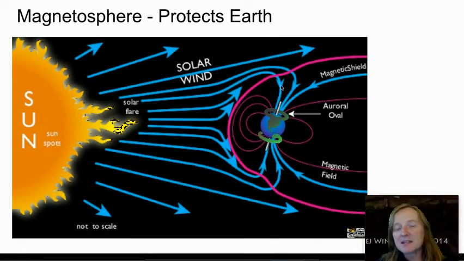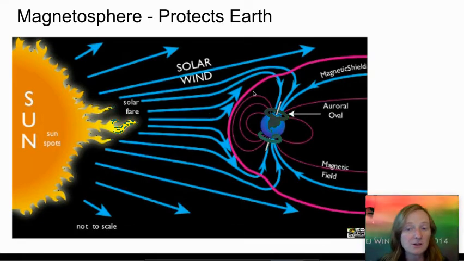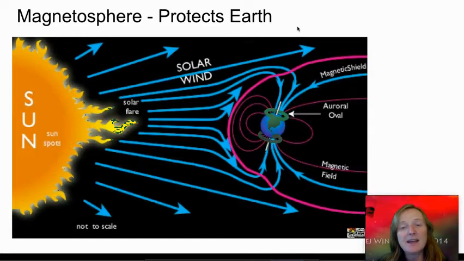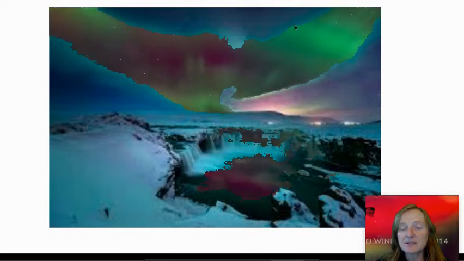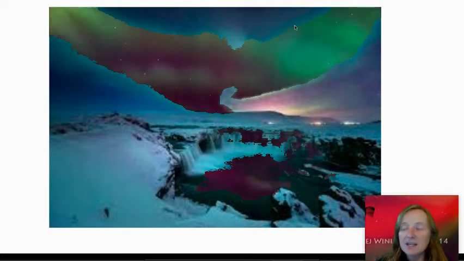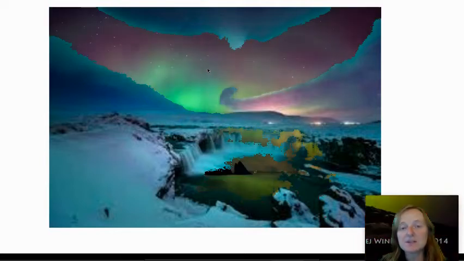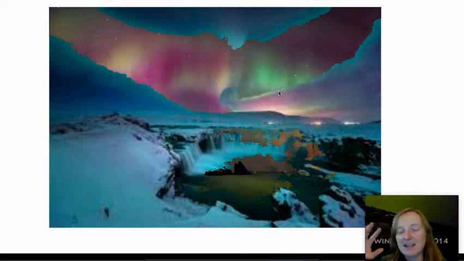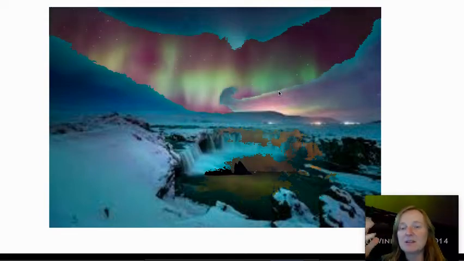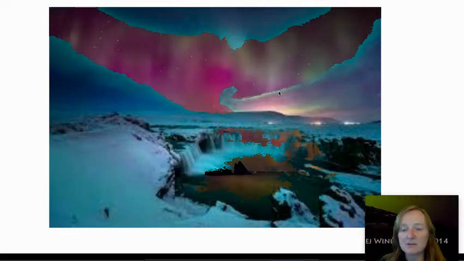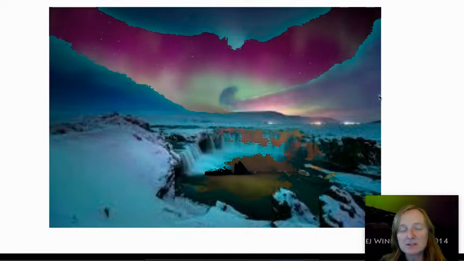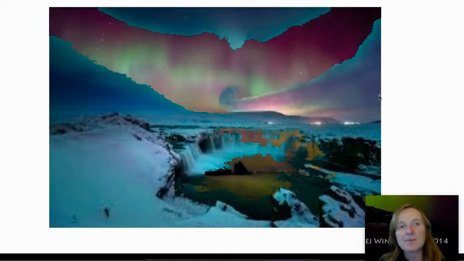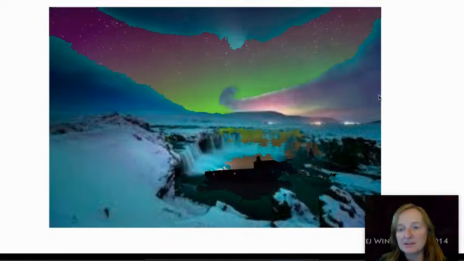Now, sometimes the solar flare is so strong, it will actually enter in sort of the weak spots, the North and the South Pole. And that's where those charged particles hit our atmosphere, and we get charged particles in our atmosphere, mostly oxygen and nitrogen, and they excite those molecules, and they make these beautiful northern lights. Sometimes you'll hear them as northern lights, southern lights, or the aurora borealis.